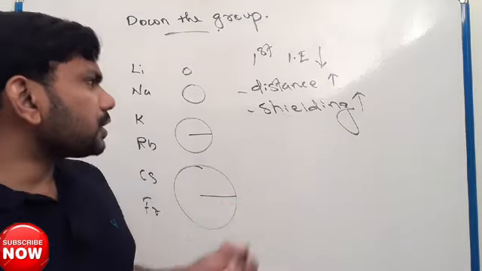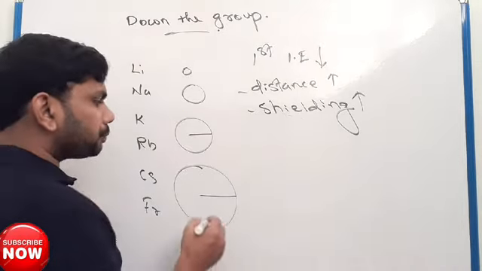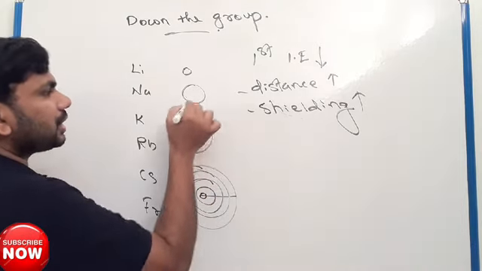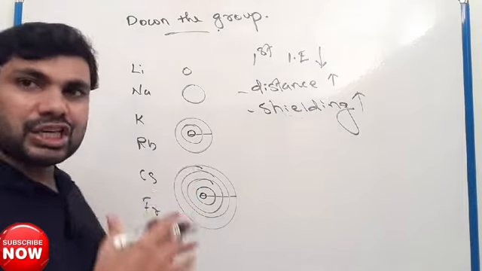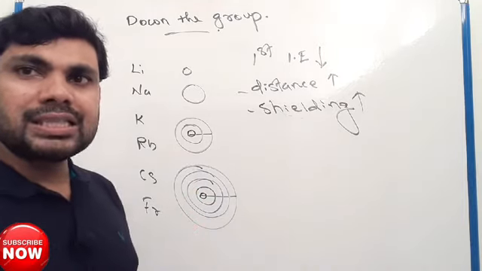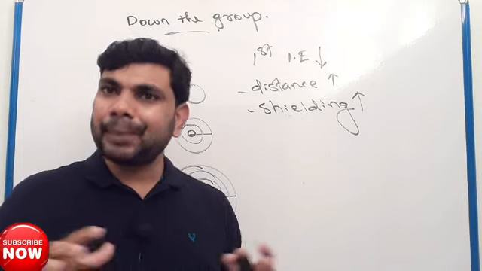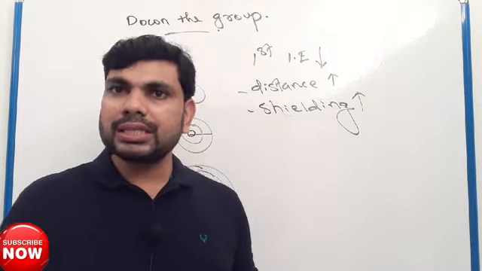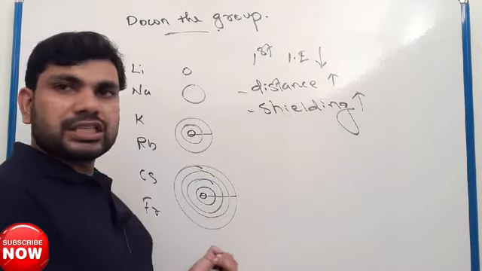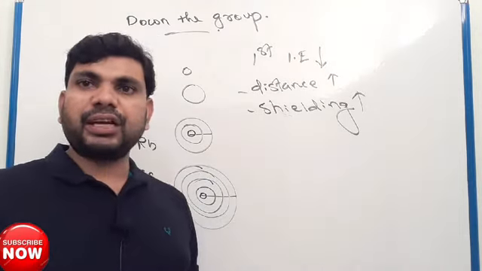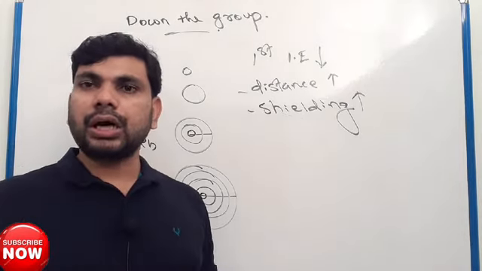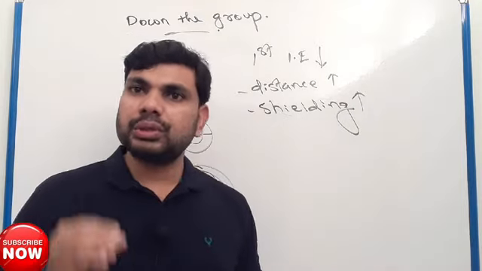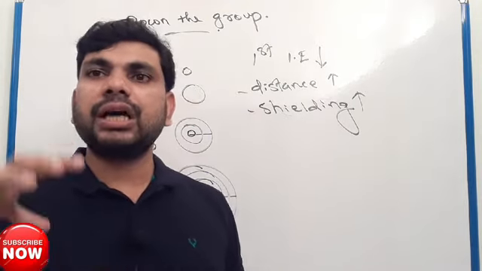Clear? Also, when you are moving from top to down, the number of inner shell electrons increases, and these inner shell electrons make a barrier between the nucleus and outer shell electron. So you can say the shielding effect between nucleus and outer shell electron increases. So these are the two reasons for decreasing ionization energy down the group.